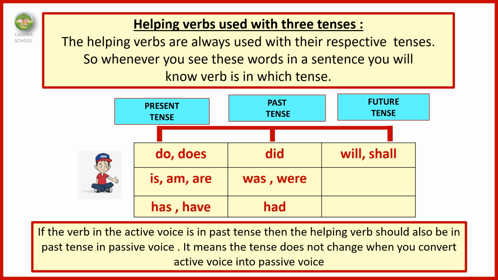Helping verbs used with three tenses. The helping verbs are always used with the respective tenses. So, whenever you see these words in a sentence, you will know verb is in which tense. If the verb in the active voice is in past tense, then the helping verb should also be in past tense in passive voice. It means the tense does not change when you convert active voice into passive voice.